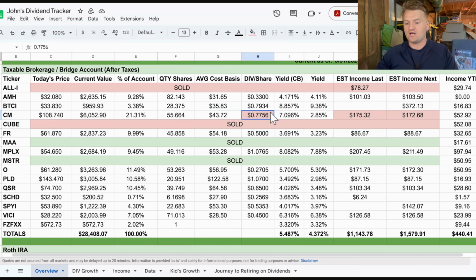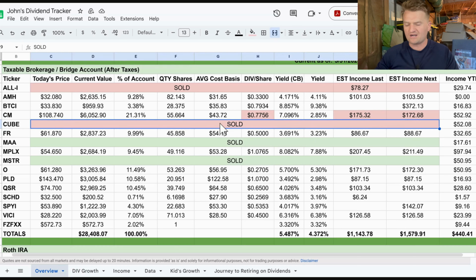Moving on, Canadian Imperial Bank decreased their dividend for the upcoming quarter to 0.7756. It was previously like 0.78 something. But our cost basis yield for that is still over 7%, which is really good. The yield year to date, the yield currently for that is 2.85%.